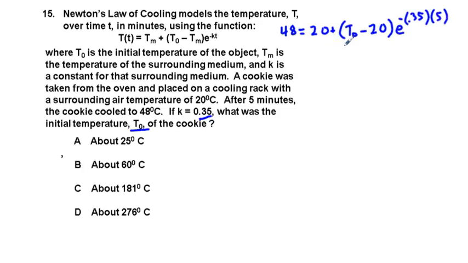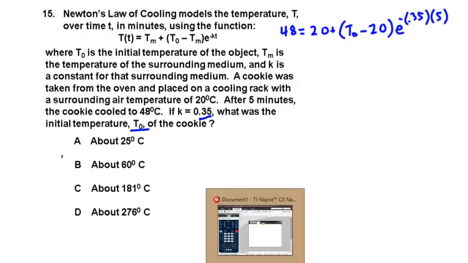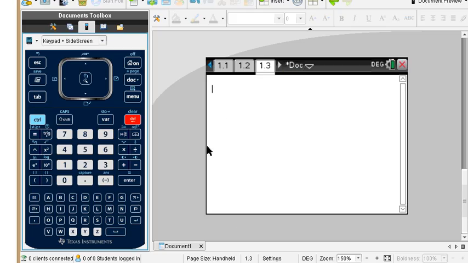Now we can solve for T sub 0. If we subtract 20, divide by e to the negative kt, and then add 20, you'll have T sub 0. So you can solve it. I'm going to go ahead and use the numerical solve on the calculator like we did for problem 14.